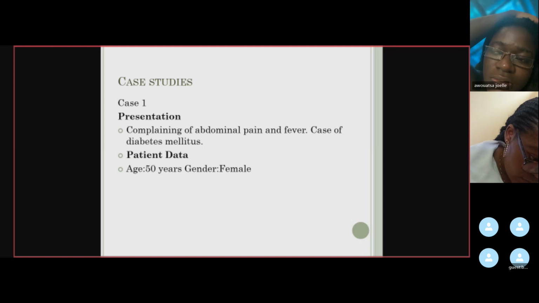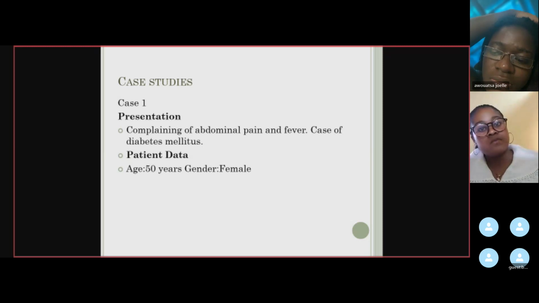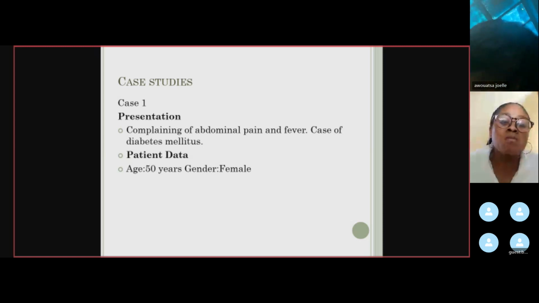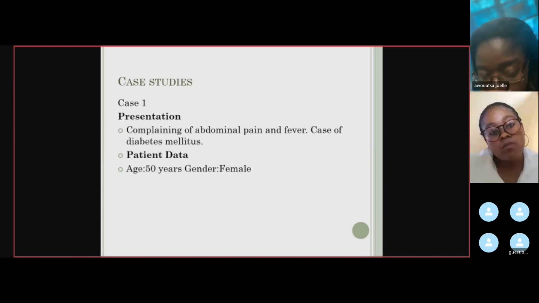So now we'll be discussing the case studies. Okay. Then I'll show you some pictures wherein we can identify what is wrong with the patient. Once we have done the ultrasound, we can find the cause. Okay. The first case study shows a patient who is 50 years old, female, had a complaint of abdominal pain and fever. Okay. And she was diabetes mellitus.